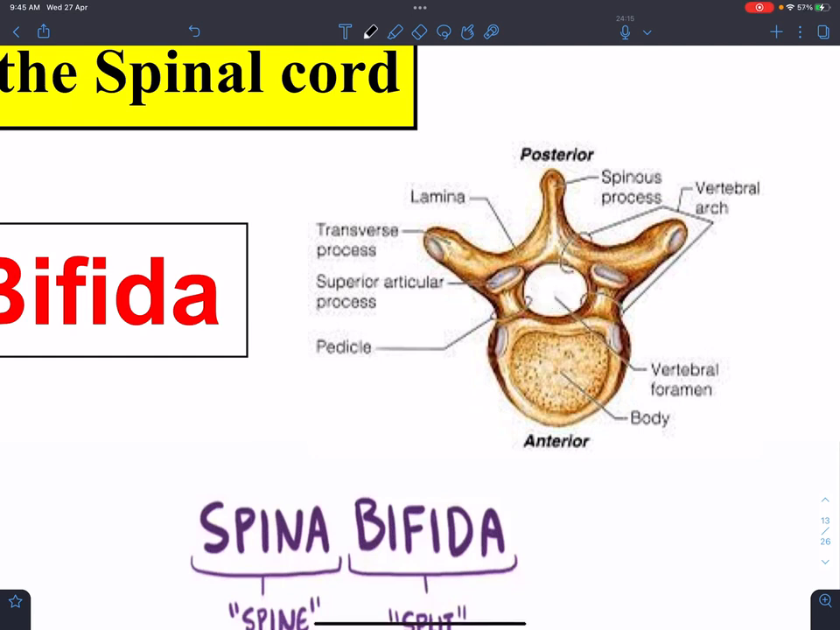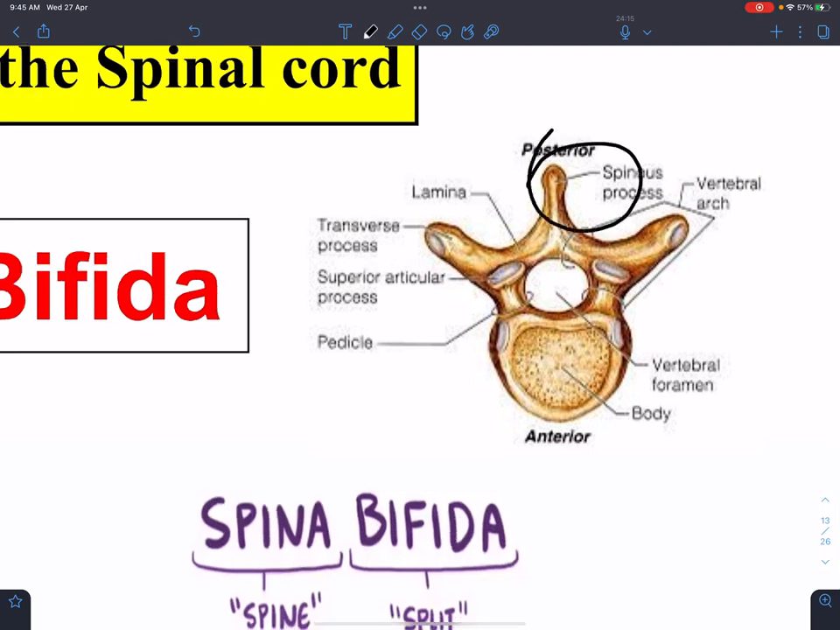It will not bulge out, all right? None of its content will bulge out. Because we have here what is called a spinous process. How is the spinous process formed? By the fusion of the vertebral arches. Vertebral arches, the pedicle and lamina, fuse to give you the spinous process.